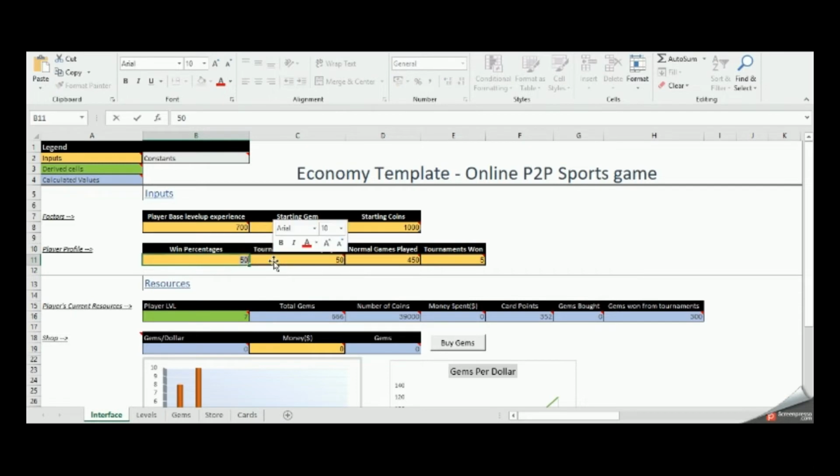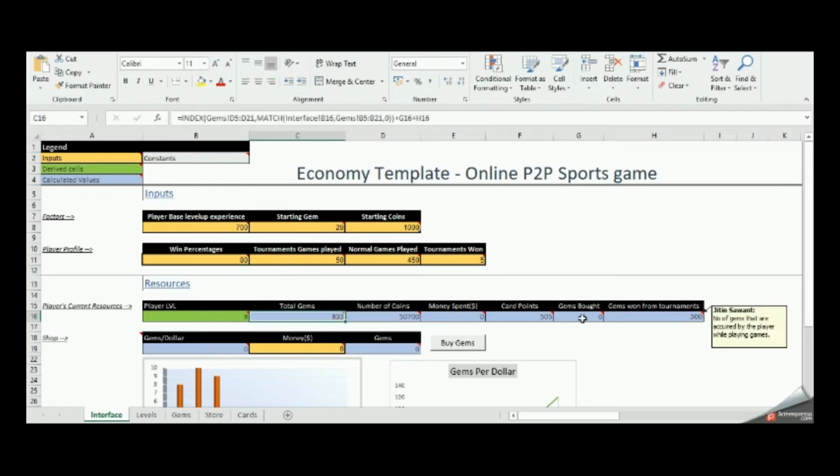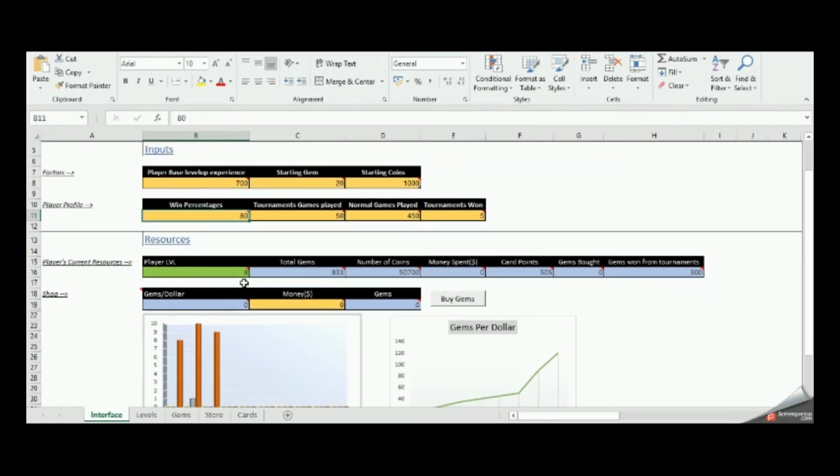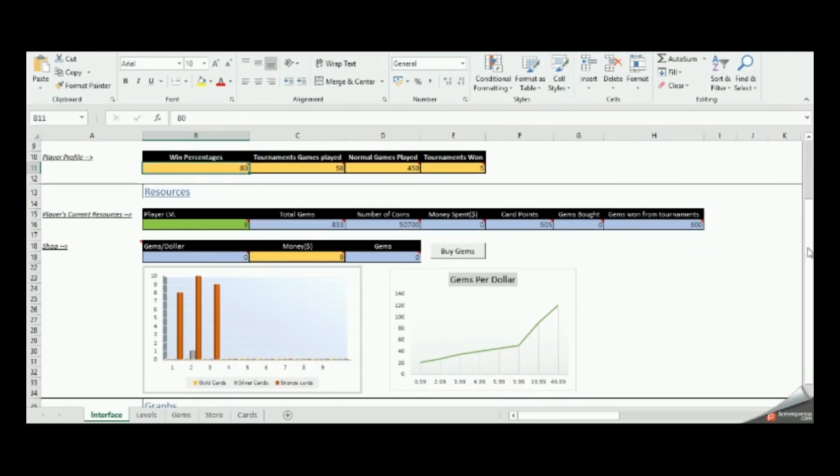Of course, if he wins more games, he will get more experience, and he'll be at a higher level with a higher number of resources. So based on how you want to design a player, you can give these inputs and mimic an actual real world player, and we can see how the resources are going to be distributed. This being a dual economy, we have two types of resources. One is coins and one is gems.